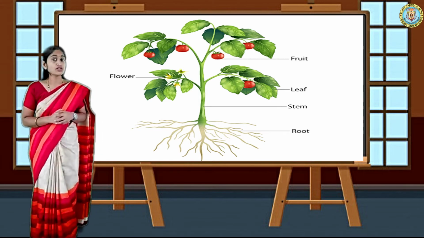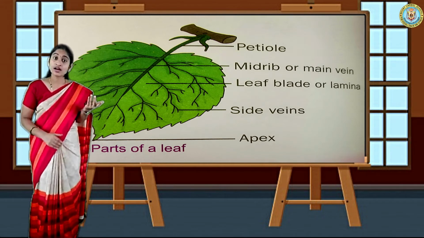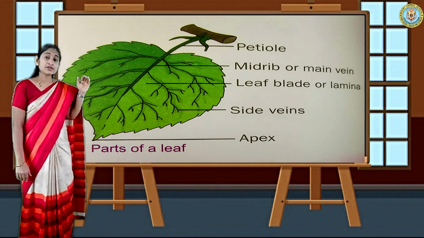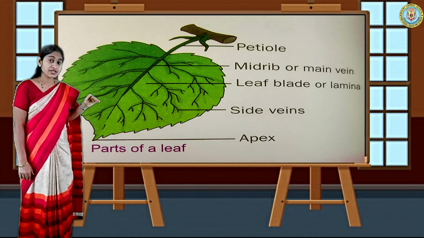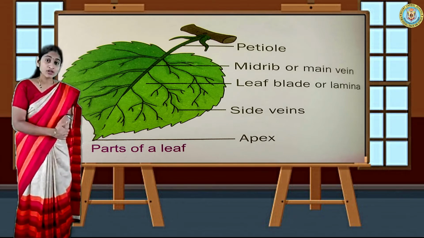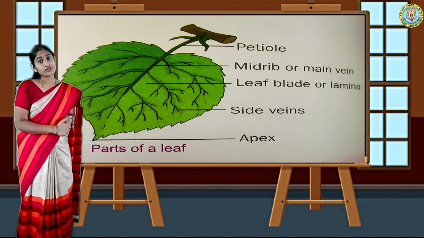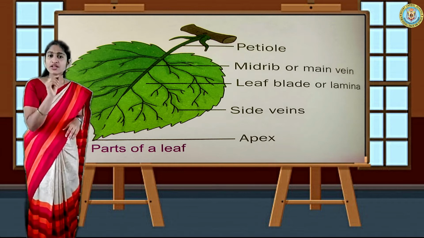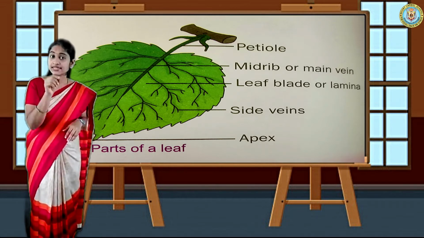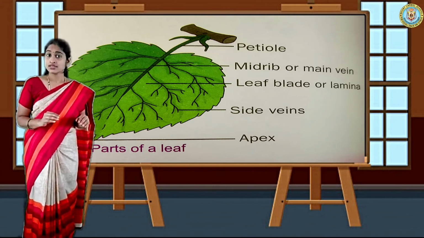Then we learned about the leaf in detail. Which are the main parts in the leaf? There is midrib, side veins, then leaf blade, then petiole, then stomata. Stomata we can't see because the small pores are present inside the leaf. Through a microscope only we can see.